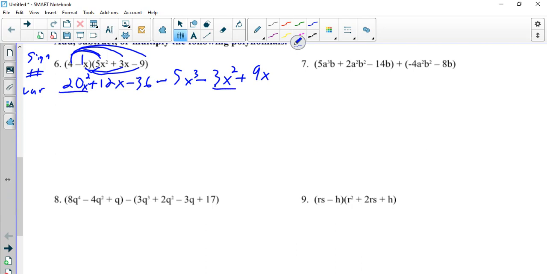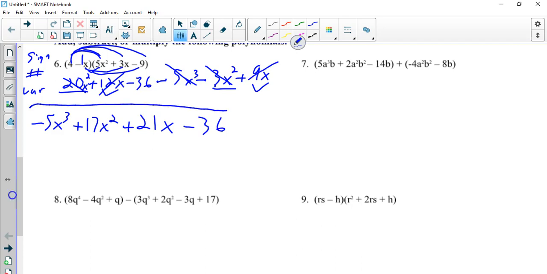I'm going to underline. I have an x and an x, and then everything else is a singleton. So I'm going to put my x to the cube, or to the 3 first, standard form. And if it helps you when there's all this stuff, you can always just scratch it out. Now my x squared, 20x squared minus 3x squared is plus 17x squared. Again, if you want to scratch these out, you can. Next is my x's. 12 plus 9 is 21x. This is also a way to make sure that you get everything, and don't leave anything behind, or don't forget to combine something.